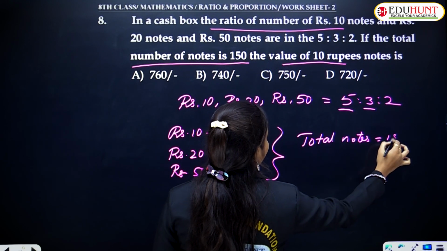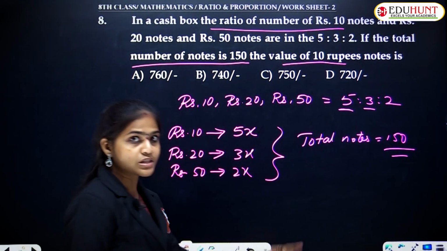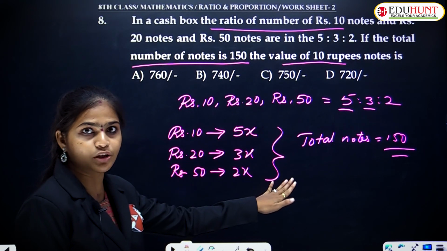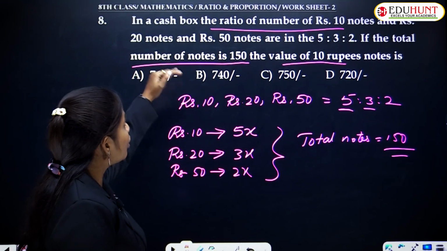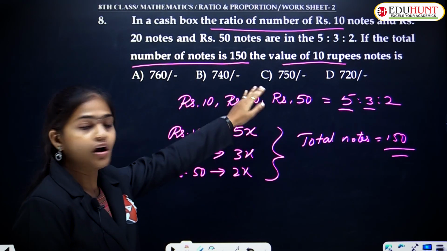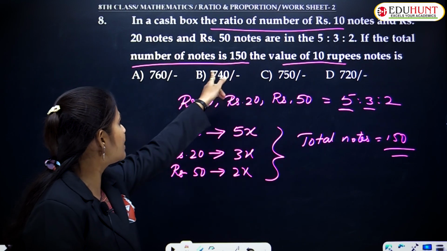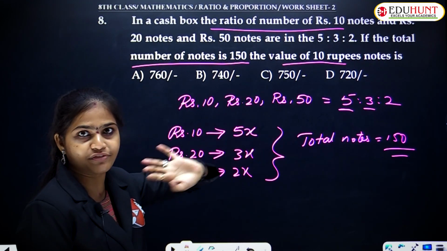So the total number of notes is 150 notes. It is the number of notes only, 150, not the amount. The total amount is not given here. The total number of notes, of all these 3 kinds of notes, is equal to 150.